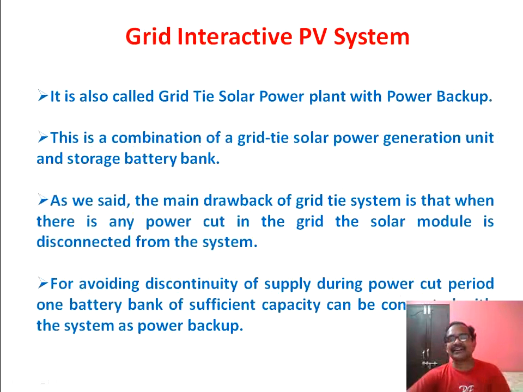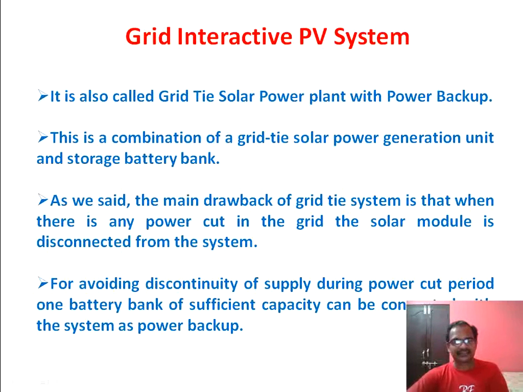Right. And the third system is grid interactive PV system. It is nothing but grid tie solar power plant with power backup. In the previous case, we didn't use any backup. Whenever there is a power cut in the utility, when we have an excess power with us and there is a power cut in the utility grid, we cannot feed the energy into the grid, and complete energy which is produced will be wasted because there is no battery bank to store that energy.